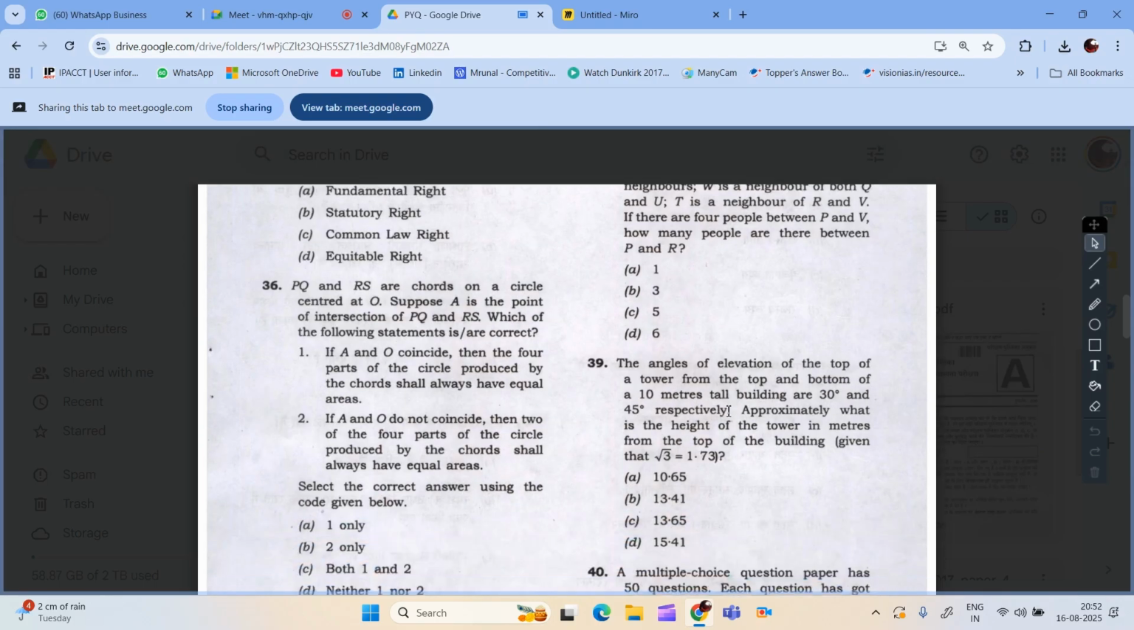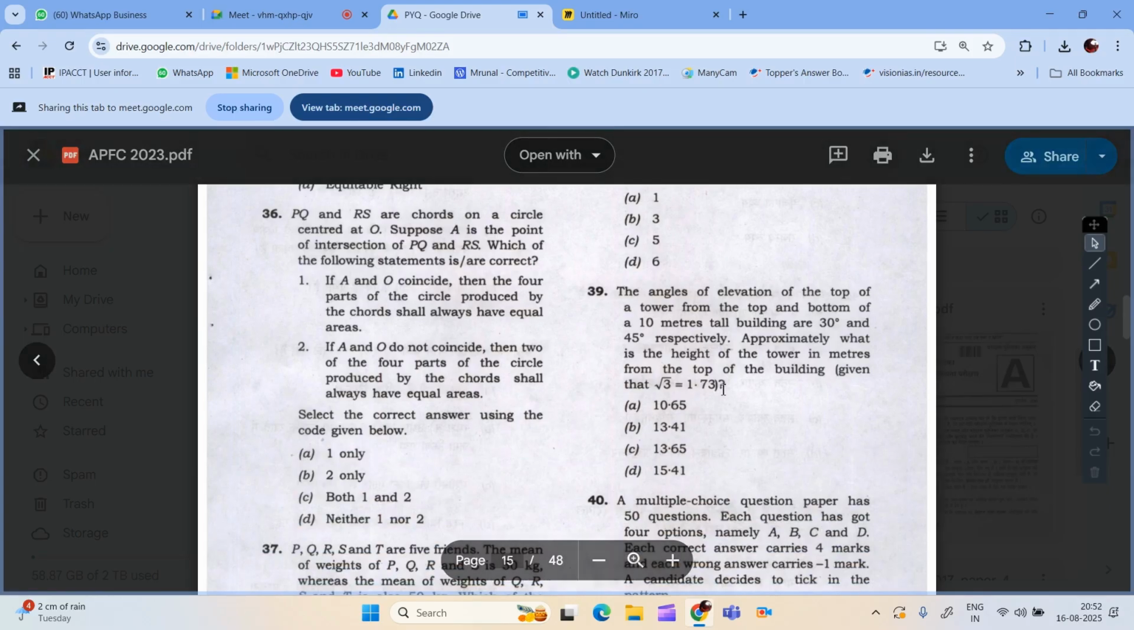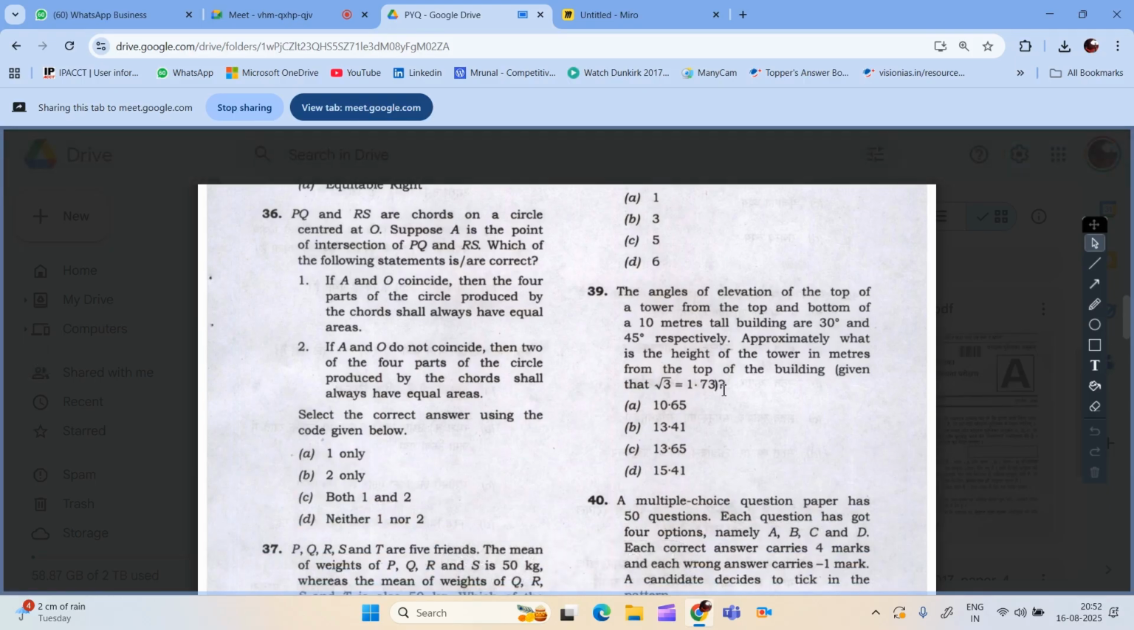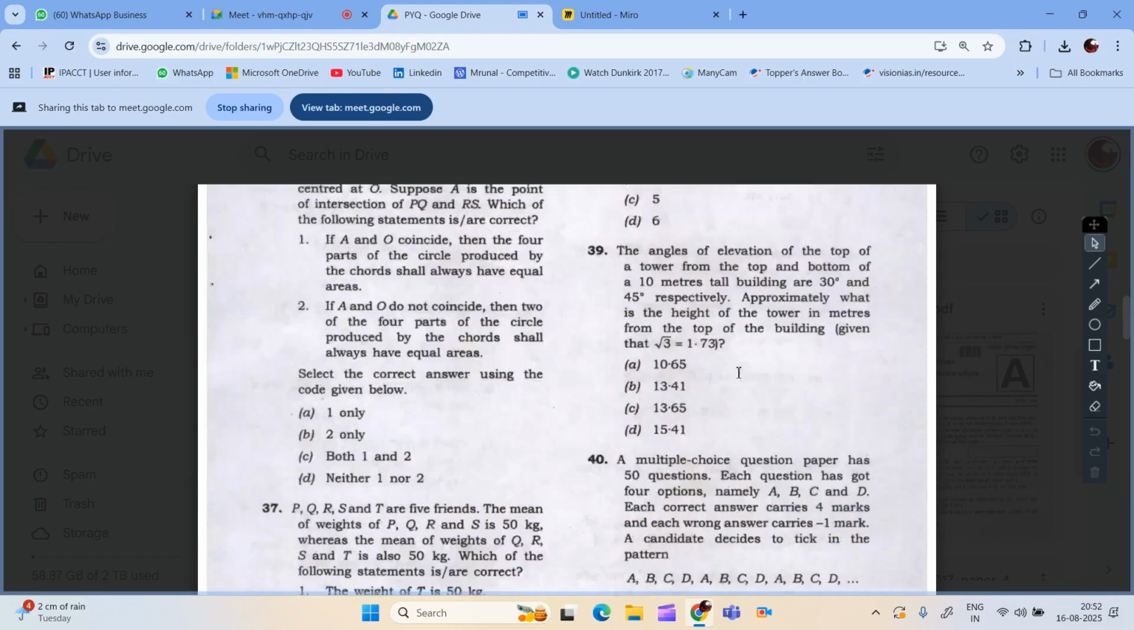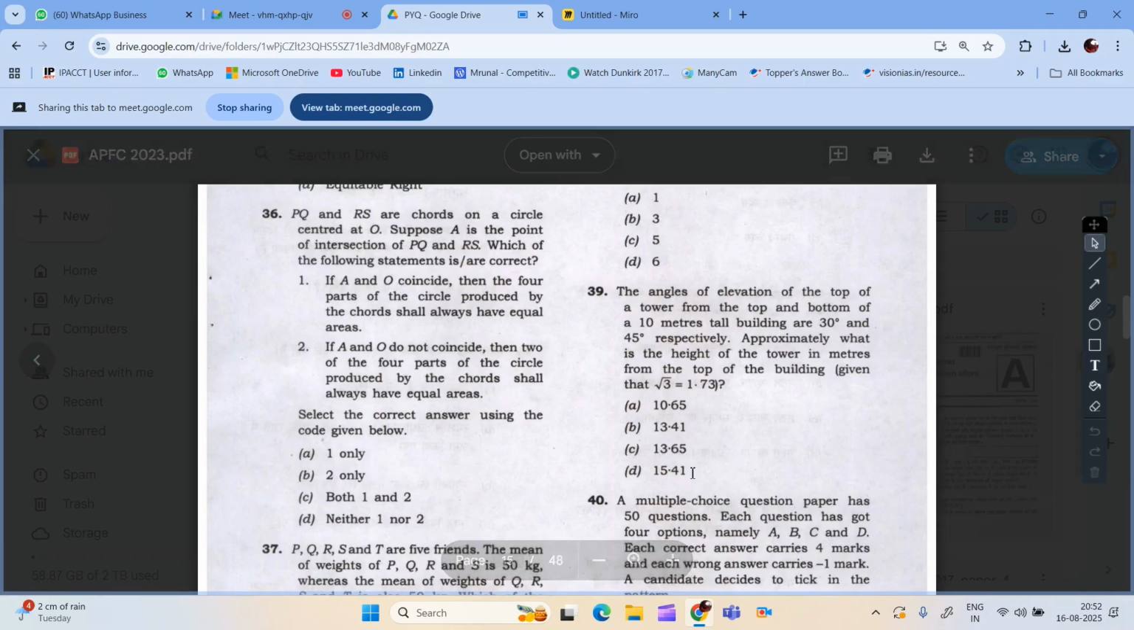Anyway, there is another question from height and distance, because UPSC loves height and distance chapters. Till 2019 or 2020, they used to ask a lot of height and distance questions in the CSAT paper, the Civil Services Aptitude Test in UPSC. The angles of elevation of the top of a tower from the top and the bottom of a 10-meter tall building are 30 and 45 degrees respectively. Approximately what is the height of the tower in meters from the top of the building? What is unique here is the options are in decimal points, so you have to calculate in decimals also. It's a very easy question, but you need to do a little bit of tricky calculation. That's all.